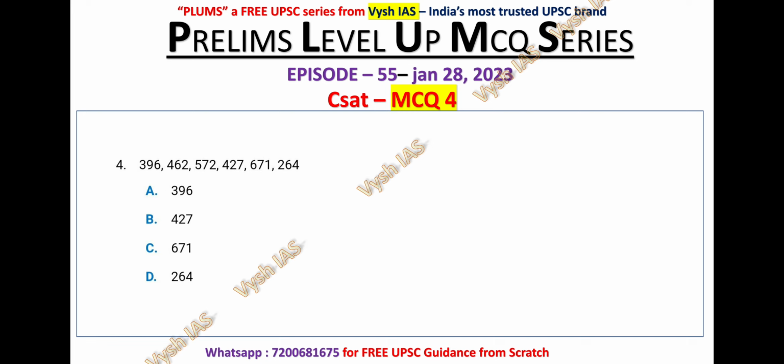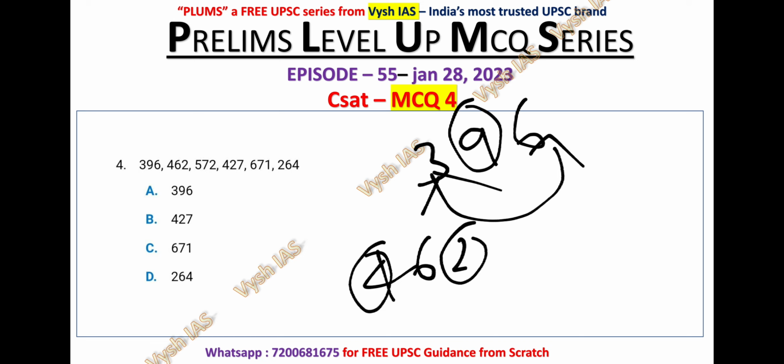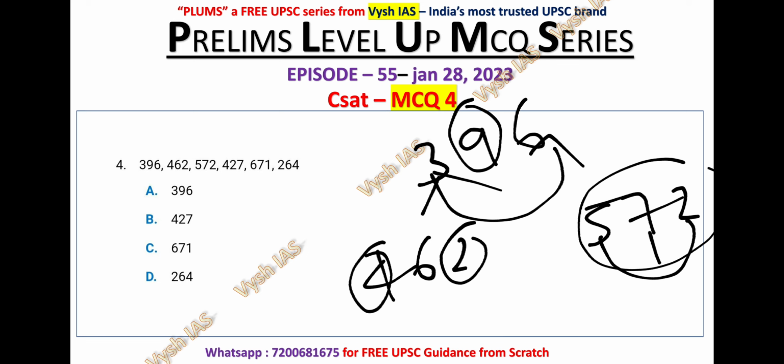Now let's solve MCQ number 4. We have to find the odd one out of the following series. For example, if we take 396, the middle number is the sum of the other two numbers. 6 plus 3 is 9. If we take 462, 4 plus 2 is 6. If we take 572, 5 plus 2 is 7, the middle number.